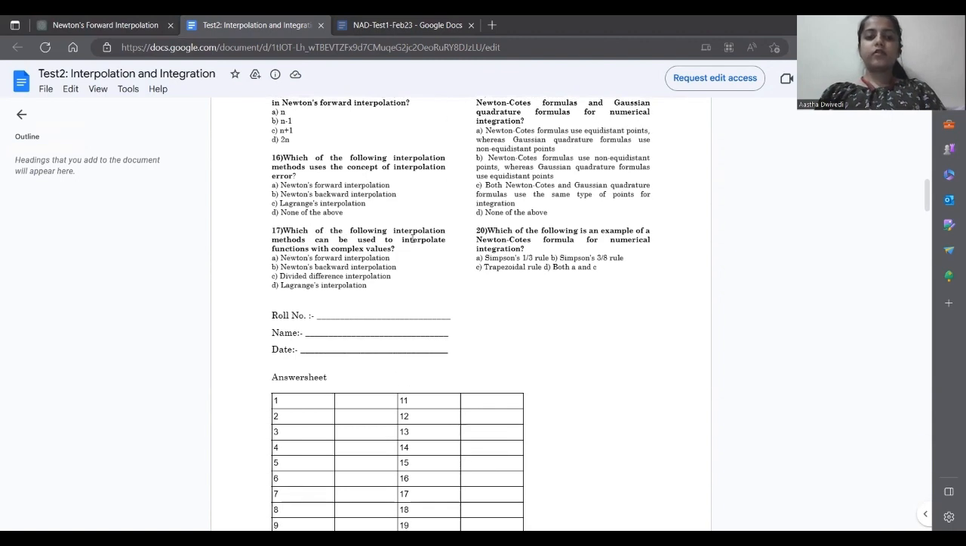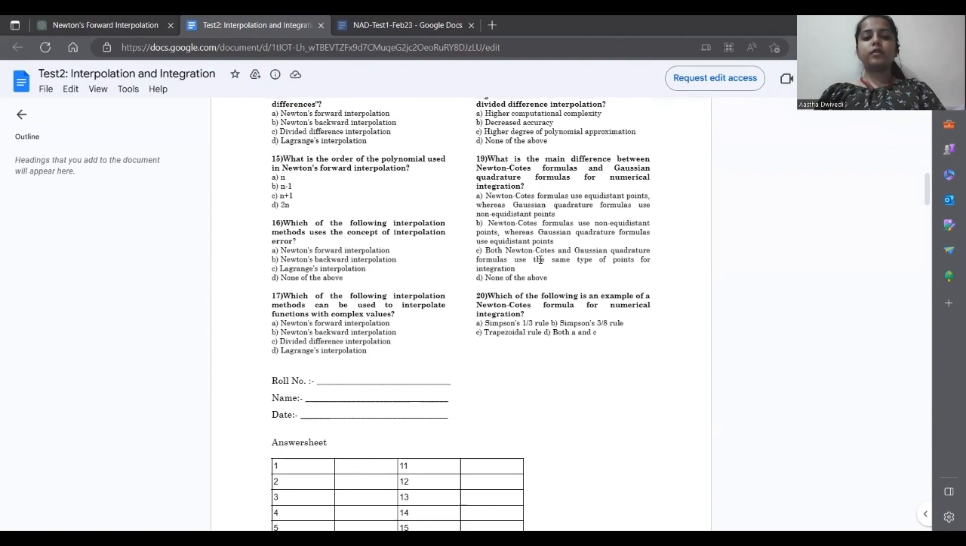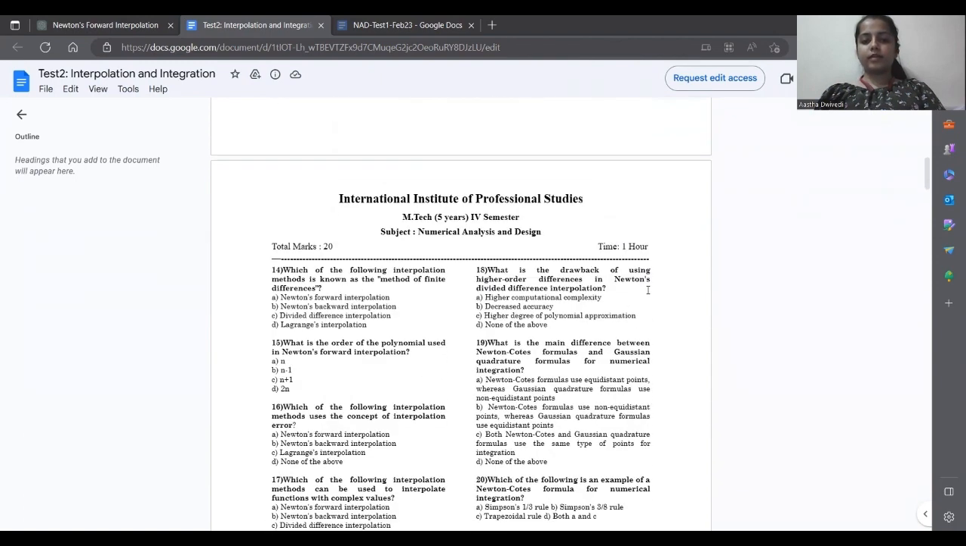Next question. Which of the following interpolation method can be used to interpolate function with complex value? Newton forward interpolation, Newton backward interpolation, divided difference interpolation, Lagrange interpolation. So the correct answer is Lagrange interpolation. It uses the method to interpolate function with complex values.